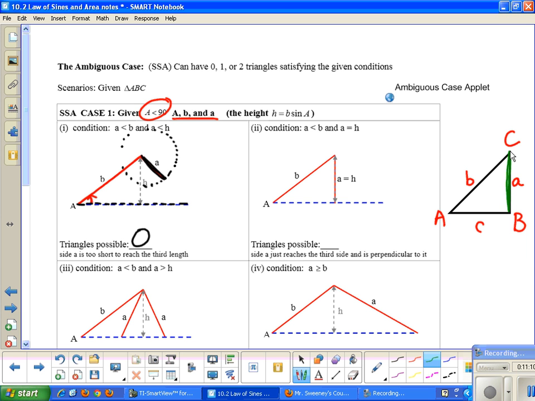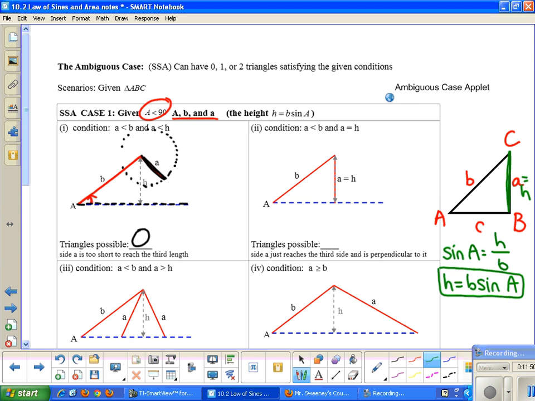If we are given angle A, then I know that the sine of A is equal to opposite over hypotenuse. So instead of saying A here, we're calling it H. So A equals H. So if I wanted to solve for the height of my triangle, the height is going to be equal to B times the sine of A. So really it's the length that's not opposite the given angle, times the sine of that angle. This is how you find the height of your triangle, which is going to help us figure out how many solutions we have.